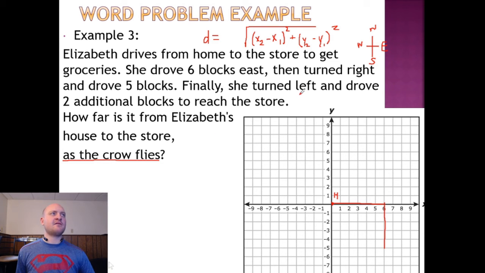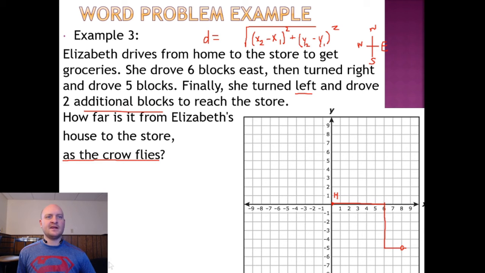Finally, she turned left. Now this is something where people might instinctively turn left this way. But if you're already going downwards, then going forwards would be straight down. Turning left would be this way. So she goes 2 additional blocks to reach the store. So I'm going to put the G for groceries. G, there we go. G for groceries at that coordinate. That is 8, negative 5.